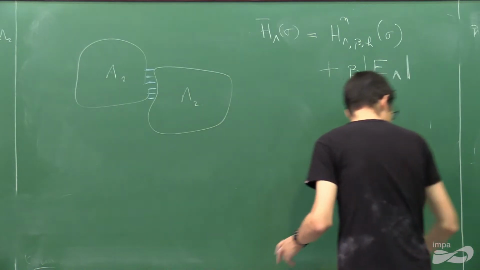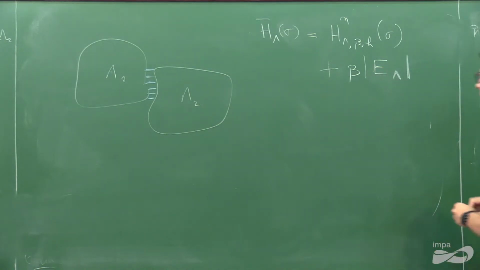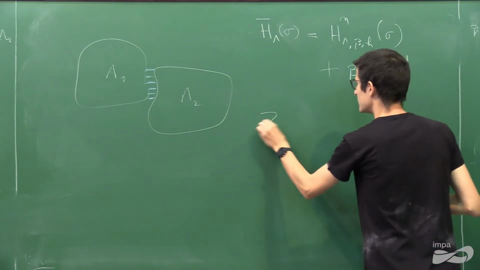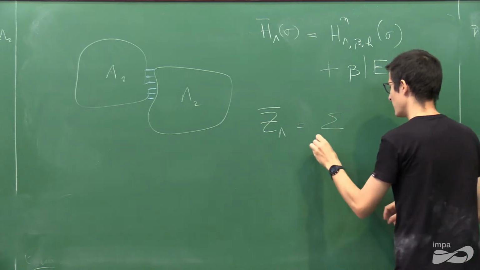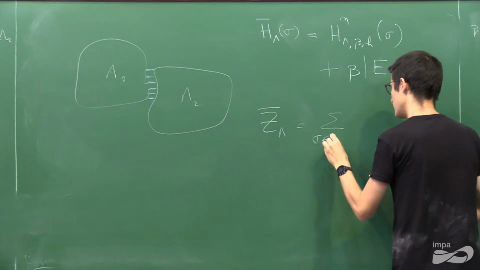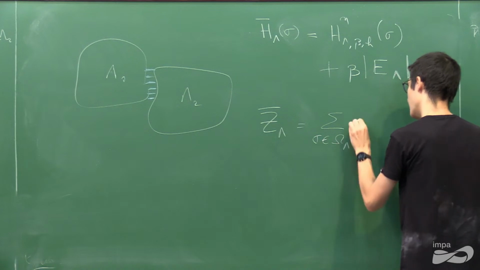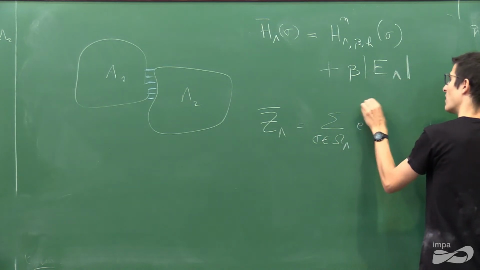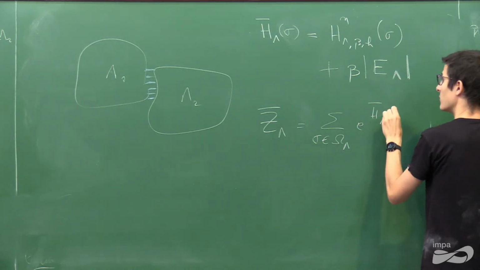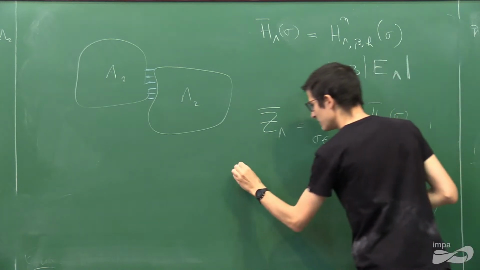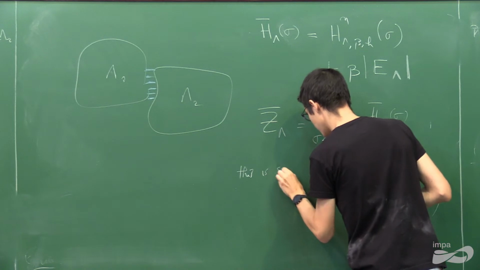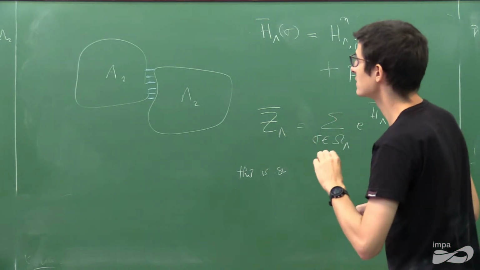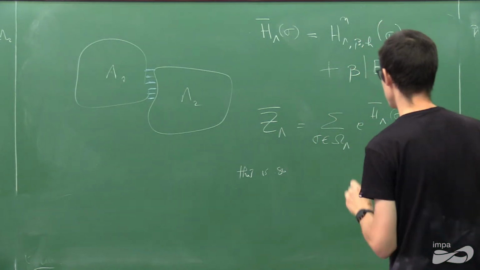And now if I do this, okay, so if I define Z lambda bar, which is equal to the sum over sigma in omega lambda of exponential h bar lambda sigma, well, this is subadditive. Okay, this is subadditive.